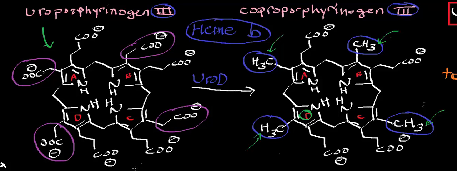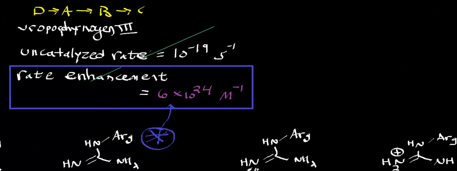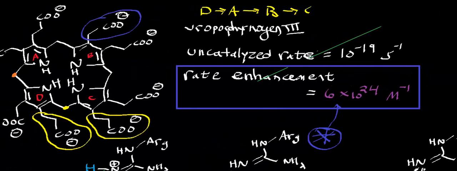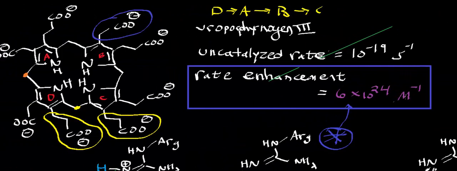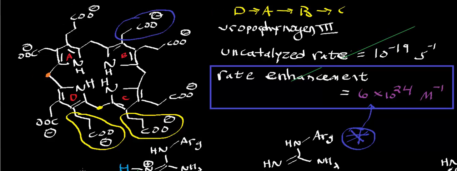I hope this video gave you a little bit of intuitive sense of this enzyme, and I think the most impressive part of this enzyme is the rate enhancement, 6 times 10 to the 24th per molar, and that's without coenzymes. So there's no coenzymes involved in this mechanism, only an arginine and a hydronium.